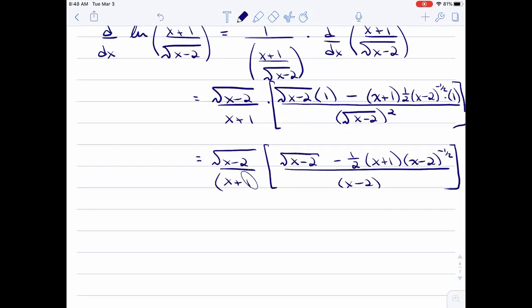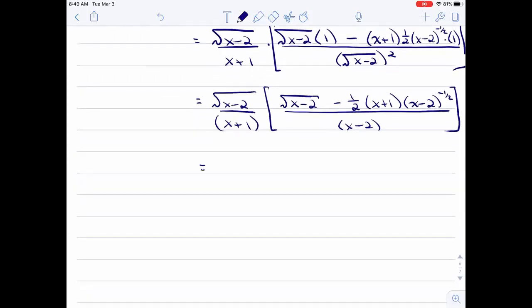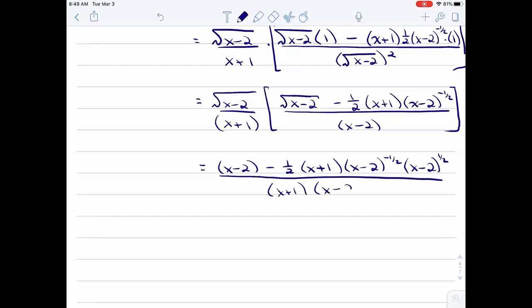If I put brackets around the x plus 1, I can simplify this a little bit. The only reason I'm tempted to do that is because I've got the root x minus 2 multiplying the root x minus 2, and potentially the negative 1/2 of x minus 2. Things might look a little better if we bring in that root x minus 2. So I get x minus 2 minus 1/2 times x plus 1 times x minus 2 to the negative 1/2 times x minus 2 to the positive 1/2. It's going to go away, and so we're just left with minus 1/2 x plus 1. And this is all over x plus 1 times x minus 2.